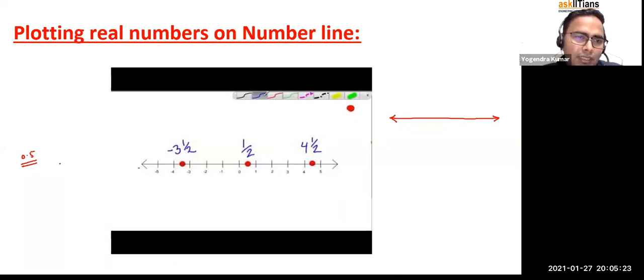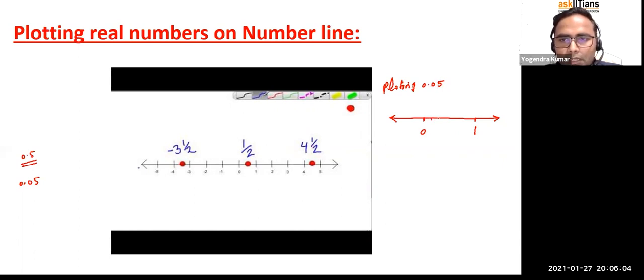Now suppose they say not 0.5, plot 0.05, right? We need to plot 0.05. So we know that it is going to be in between 0 and 1. Now, it is not 0.5. If it was 0.5, we would get exactly the middle. But it has 0.0 decimal point here.